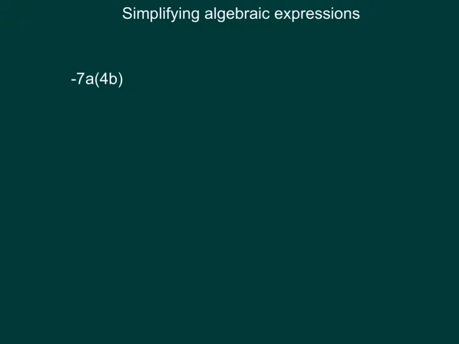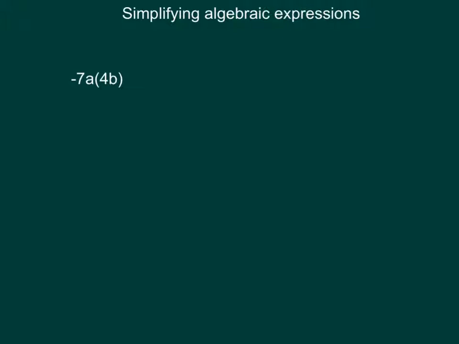Something else that we sometimes see is simplifying algebraic expressions. When you have an example like -7a times 4b, we're unable to combine terms because we don't have anything that's the same. But this is just a basic multiplication problem, because if you plugged in numbers for A and B, you would be able to tell me that you just multiply them straight across. So that's what we're going to do.